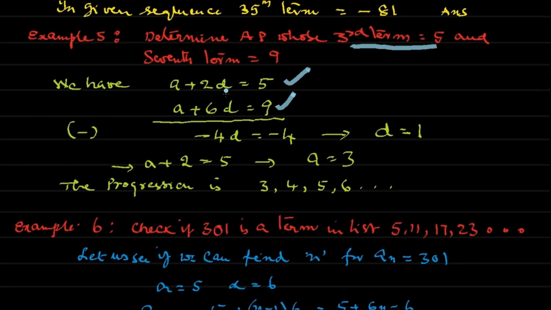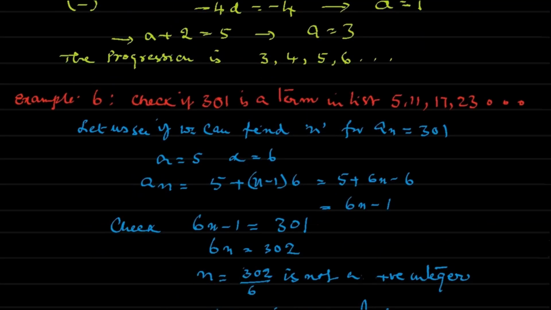Now what remains is to solve these equations. Subtract this from this. A minus a is 0, 2d minus 6d is minus 4d, equal to 5 minus 9, which is minus 4. So d is 1. We got d is 1. Substitute this d equal to 1 in this again. A plus 2 is 5. A is 3. A is 3, d is 1. We got the answer. The progression is 3, 4, 5, 6, etc. Common difference 1.